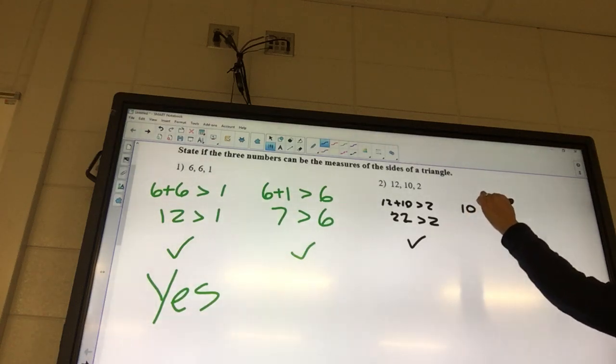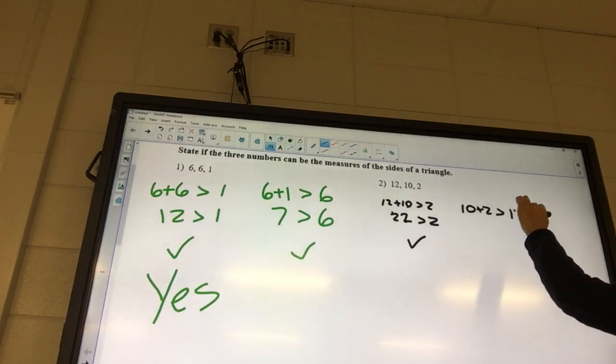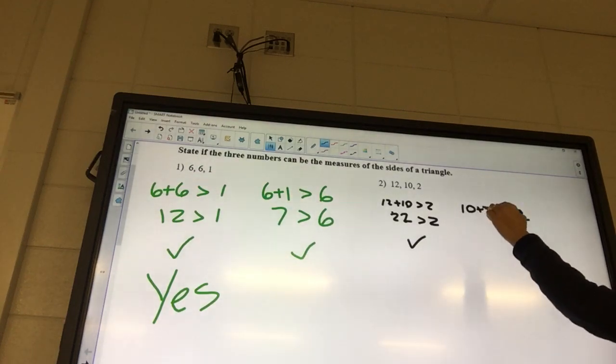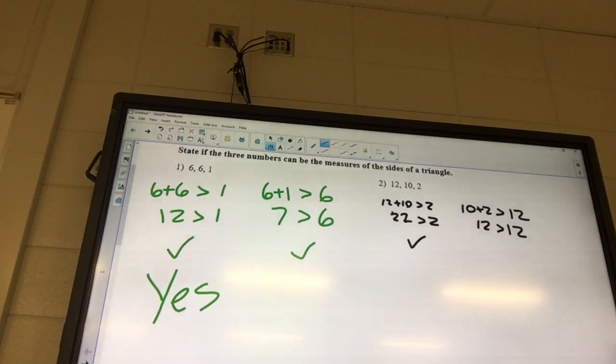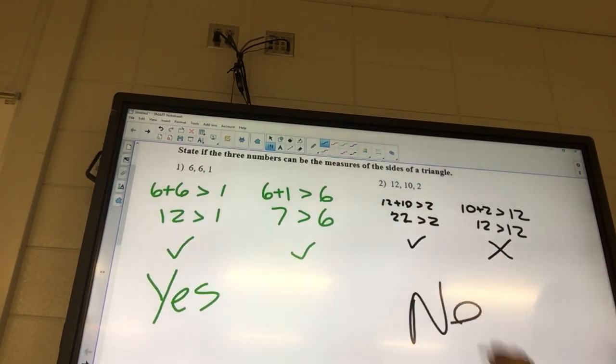10 plus what? 10 plus 2. Is that greater than 12? 10 plus 2 is what? It's equal. No, but that's not what I asked you. I said, is 12 greater than 12? No. So this one does not work out, which means that no, this could not possibly be a triangle. Alright.